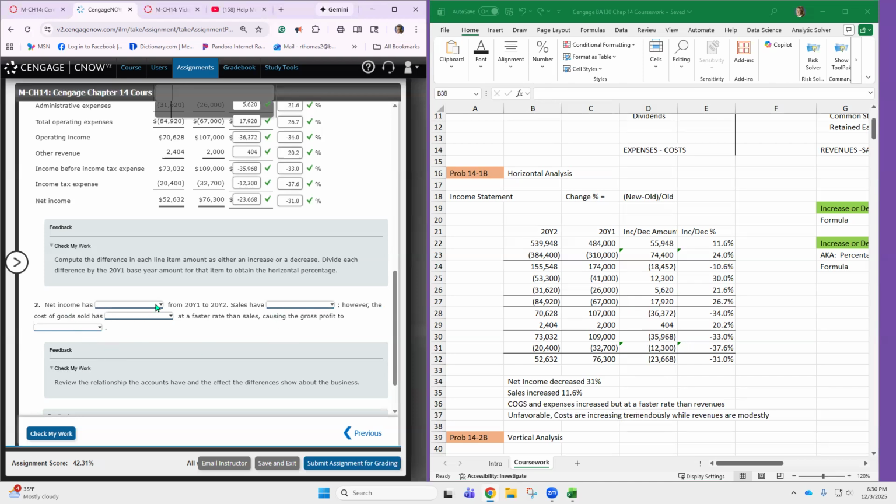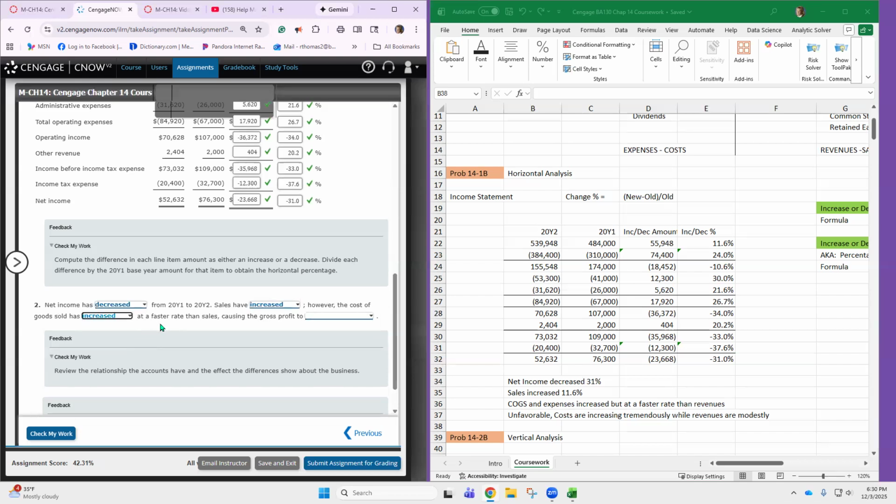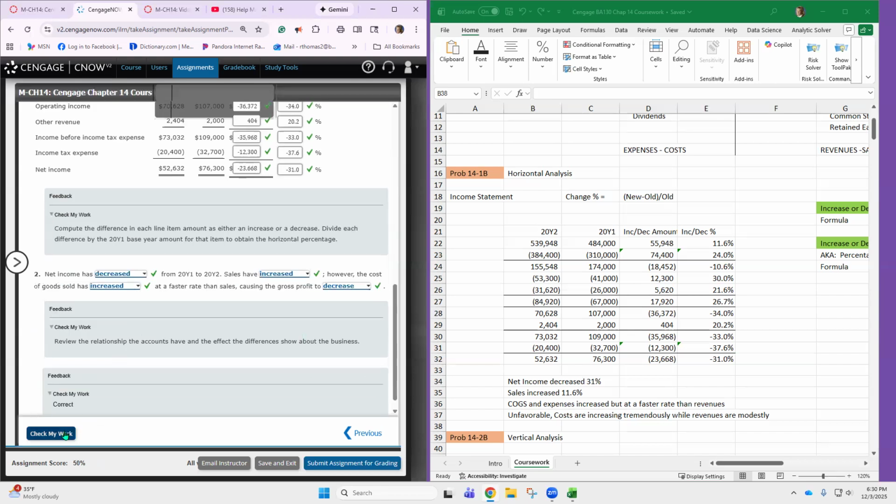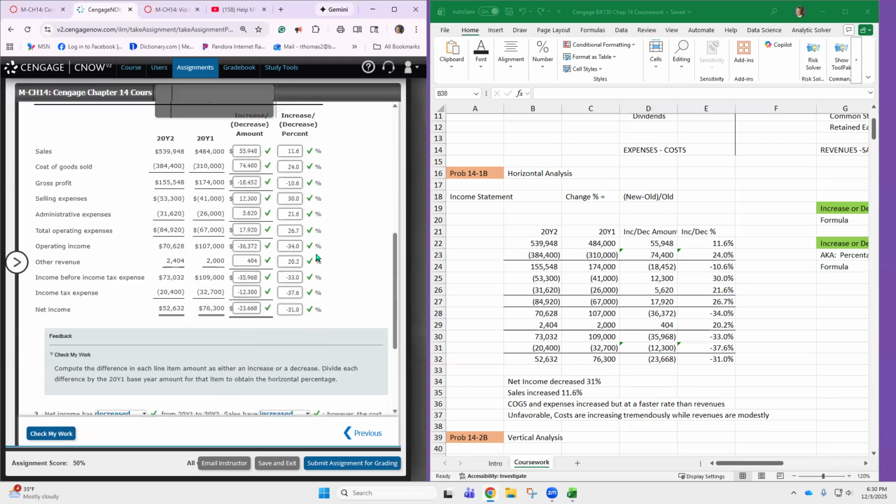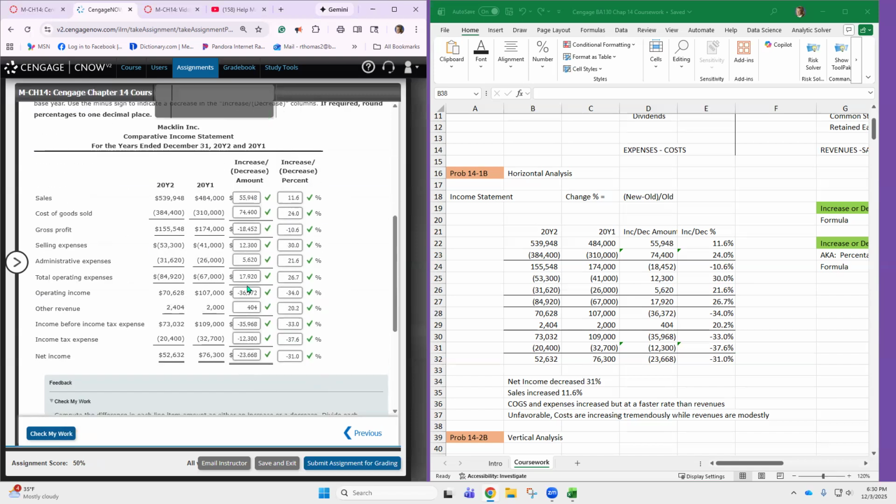And so net income has what? Mine has decreased. Sales have increased, yes, but the cost of goods sold has increased at a faster rate than sales, causing the gross profit to decrease. So that's what being able to plug information into a way to analyze it does: it helps you tell a story.